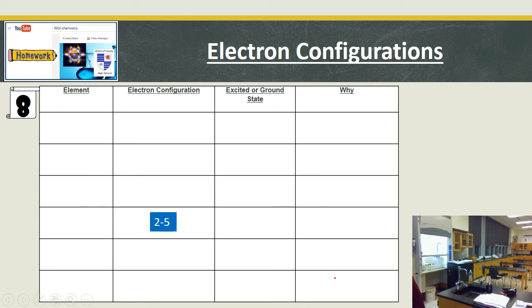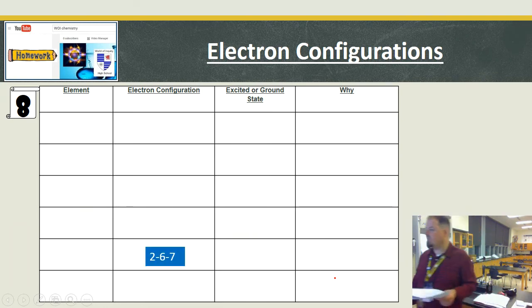All right, next one, 2, 5, that's 7 electrons. 7 total electrons is nitrogen. And this is going to be ground. I don't have anybody up in that third energy level before the second energy level is filled. So this matches perfectly. It matches what we call the periodic table.